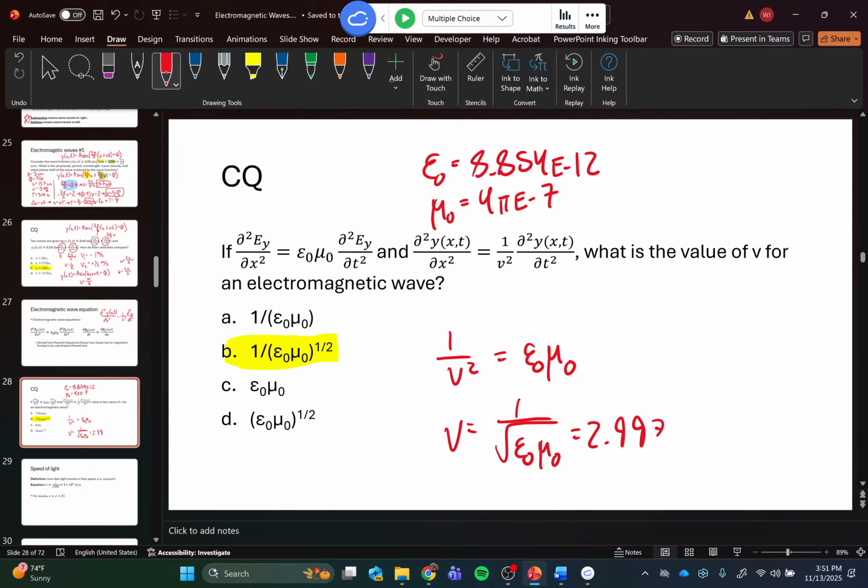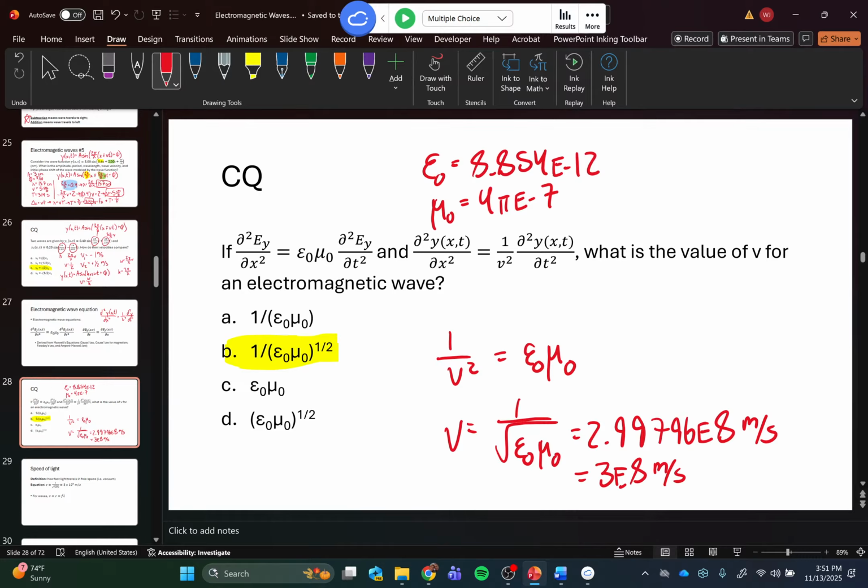2.99796 E to the 8 meters per second. There's a reason we often round it. If we round that number, it might look a little bit more familiar. We solve for v, the speed for an electromagnetic wave, which is light. Oh, it's the speed of light. So what's really, really cool about this is you can determine the speed of light.